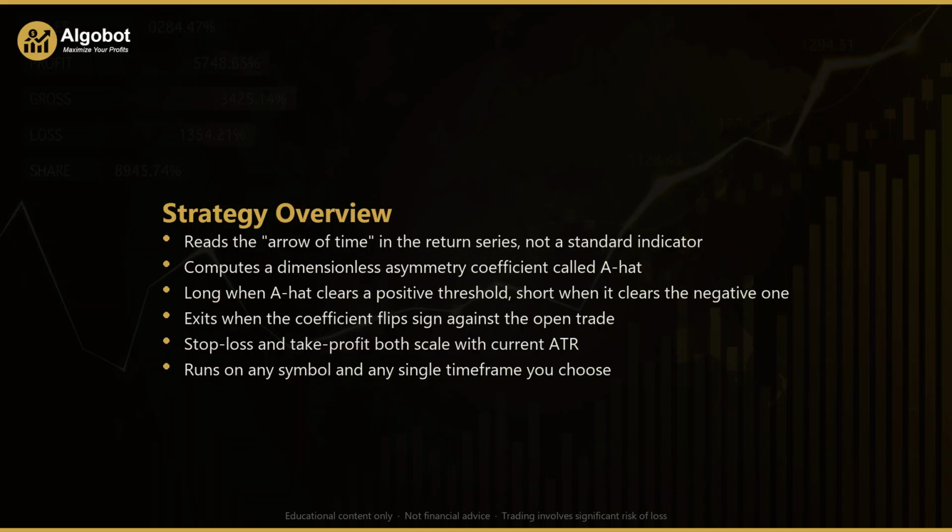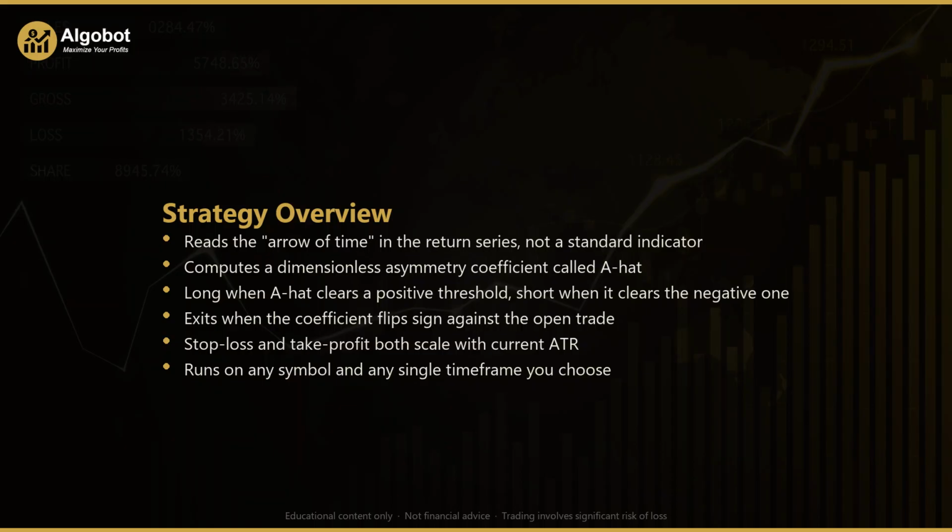To do this, the expert advisor looks at close-to-close returns over a window of recent bars, 40 returns by default. From those returns, it builds a small statistic that captures how the acceleration and deceleration phases of the move differ from one another. It then divides that statistic by the volatility scale of the window, which produces a clean, dimensionless number the code calls AT. Because it's dimensionless, the same threshold works whether you're on gold, a currency pair, or an index, and whether you're on the 5-minute or the daily chart.